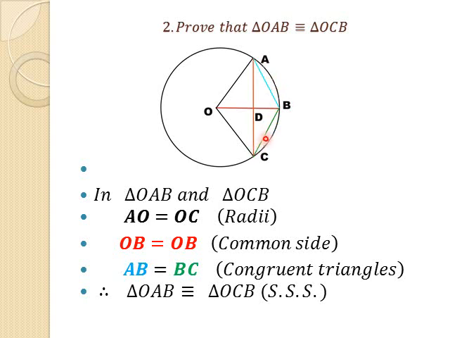In the previous problem, I proved that these two triangles are congruent, so I can conclude that AB equals BC. My reason would be congruent triangles. Therefore, triangle AOB is congruent to triangle OCB, side, side, side. Alright, and that's my reason.